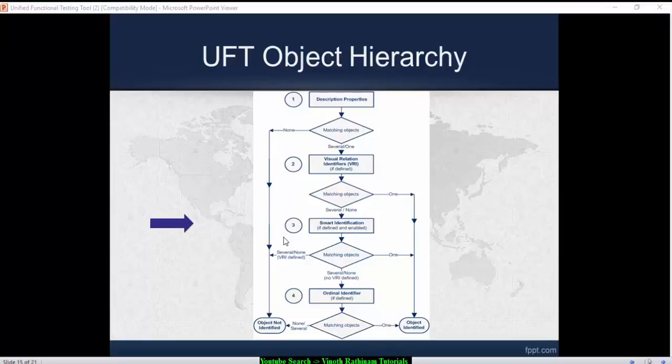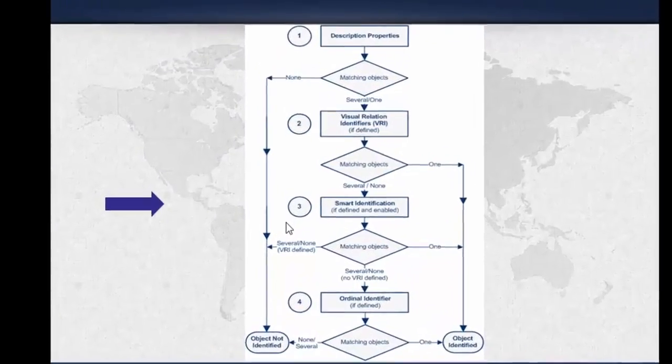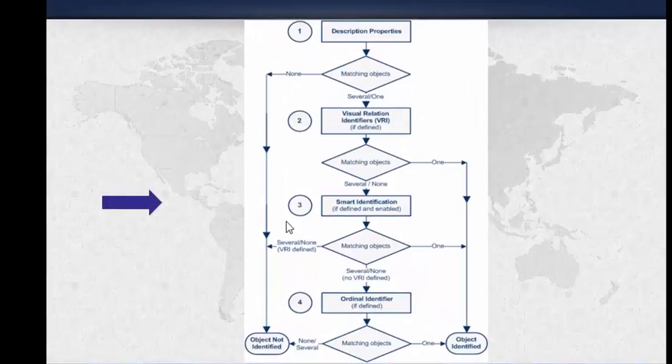Hi guys, today we are going to learn about Ordinal Identifier. Before starting about it, let me revise the previous topics. UFT identifies the object in the hierarchical way. First level of identification is description properties, and second level is visual relational identifier, third level is smart identification, and fourth level is ordinal identifier.